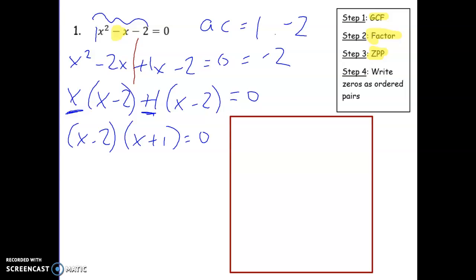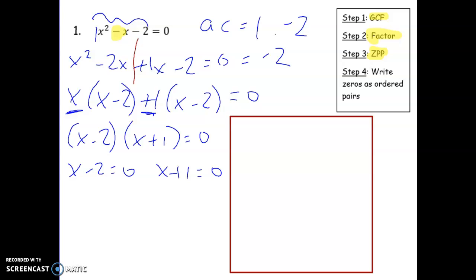So the zero product property basically says if I have 2 things multiplied together to be 0, which in this case I do, this one times this one is equal to 0, then either the first one equals 0 or the second one equals 0. Because 0 times anything is 0. So one of those at least has to be 0, maybe both. All right, so let's solve.